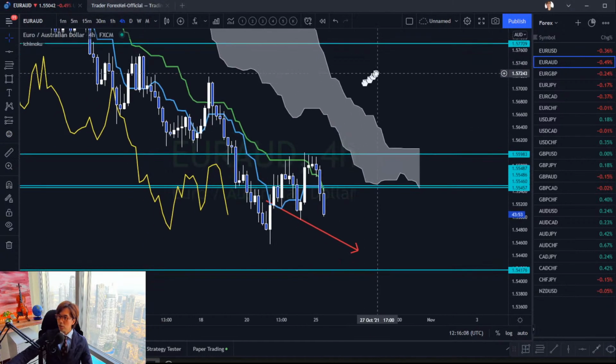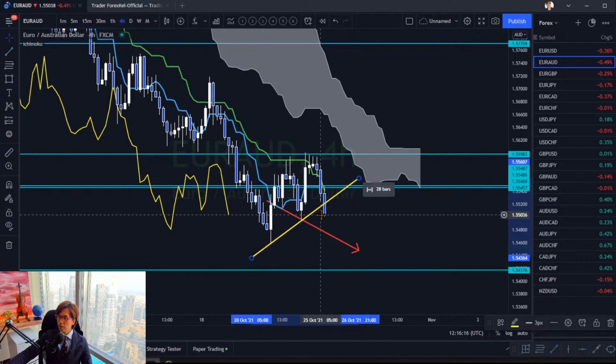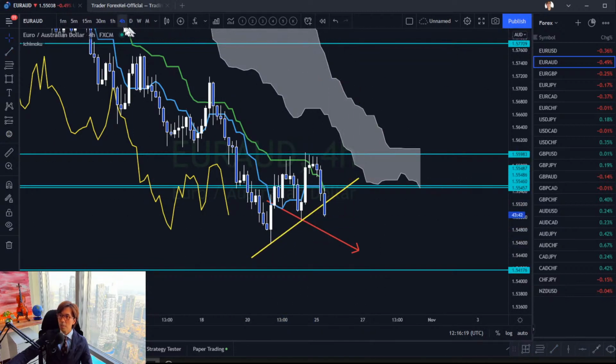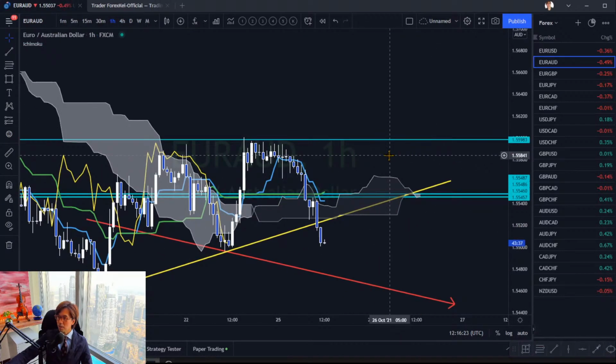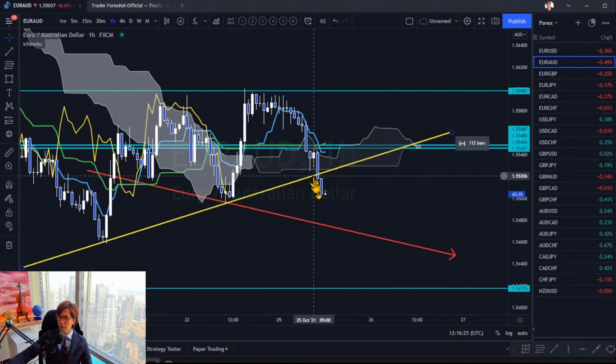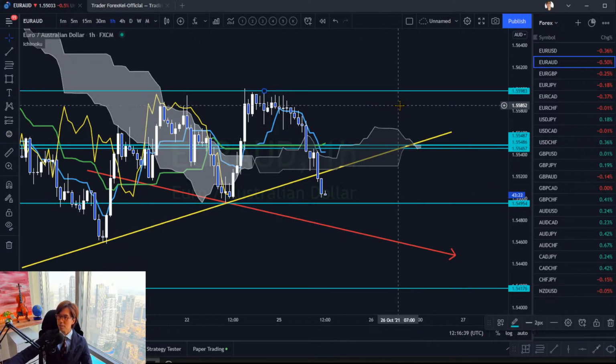Yeah, so it looks like the market is breaking the previous uptrend line. It's breaking down there. So if I look at the 1-hour chart, the market just broke this trend line and it's about to break the support. So I would wait for the breakout of 1.5495 and look for the sell chance afterwards.